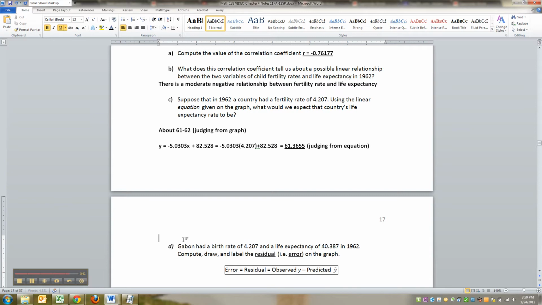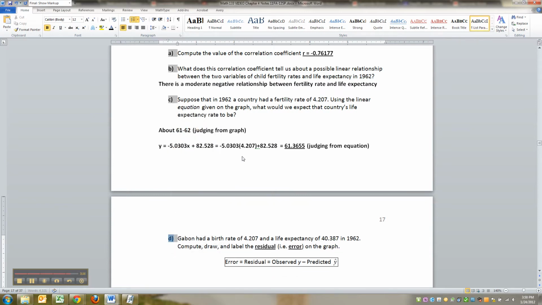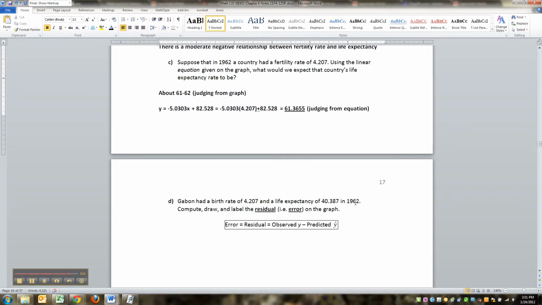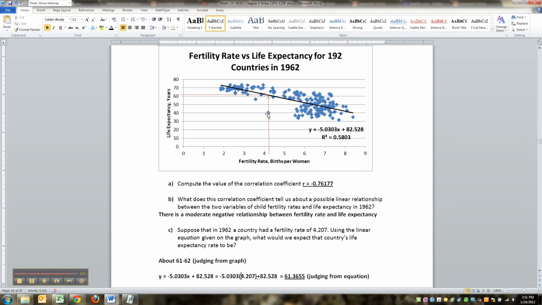Alrighty. Now, Gabon is a country in sub-Saharan Africa, and it actually had a birth rate of 4.207 and a life expectancy of 40.387 in 1962. Compute, draw, and label the residual, i.e. the error on that graph. Okay, so let me take a moment and move this arrow right here. So this is Gabon, that little dot right there. I'm going to make this arrow disappear. Okay, see that distance right there? That's your error. What you thought was going to happen was up here at 61 on the black line, and what actually happened is down here at the blue dot.